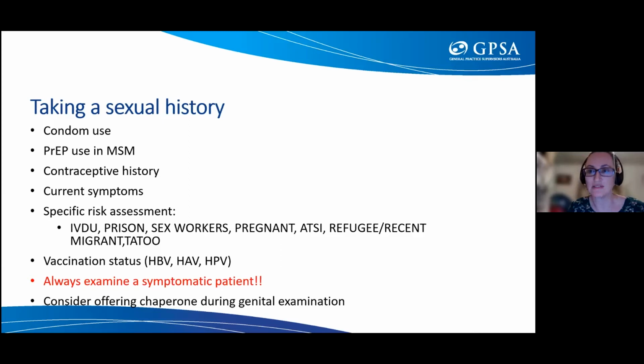So always, always, always, when teaching your registrars, they should gain a really good understanding that symptomatic patients should always get an examination. And then the follow-on from that is that it's worth considering offering a chaperone during a genital examination. And the RACGP actually have a specific guidance document on offering a chaperone.